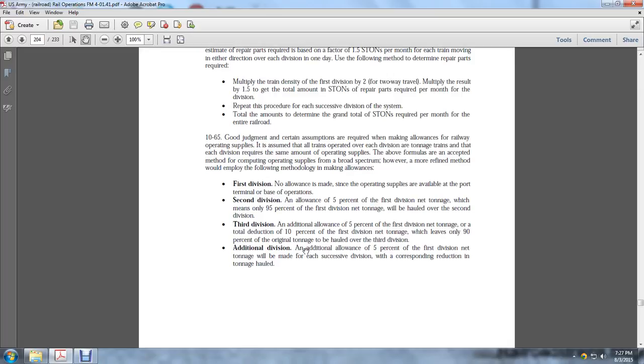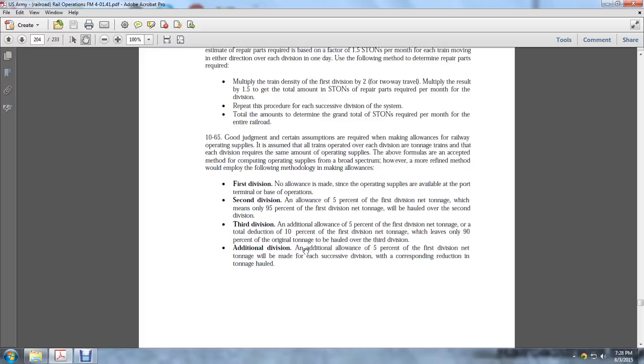Good judgment and certain assumptions are required for the maintenance of operating supplies. It is assumed that trains operate over each division with the same tonnage, and each division requires the same amount of operating supplies. The formulas accepted for computing operating supplies are based on a broad spectrum. However, the most refined method would be to employ the following methodology in making allowances. First division: no allowances are made, since the operating supplies are available at the port, terminal or base of operation. Second division: an allowance of 5% of the first division net tonnage, which means 95% of the first division net tonnage will be hauled over the second division.